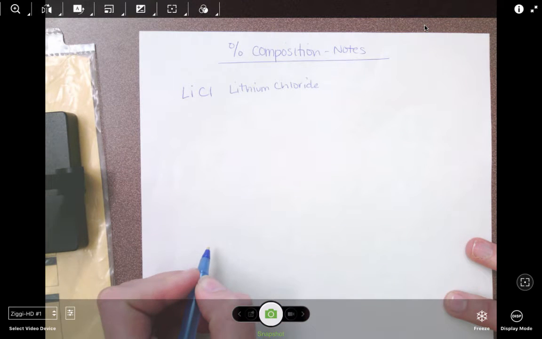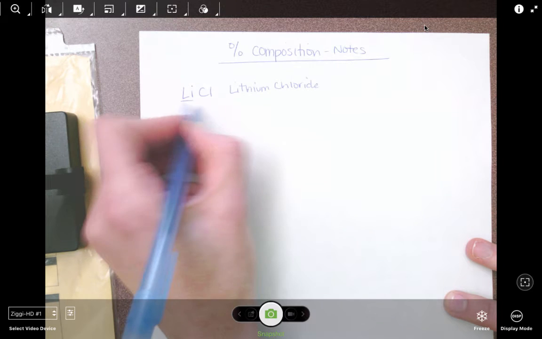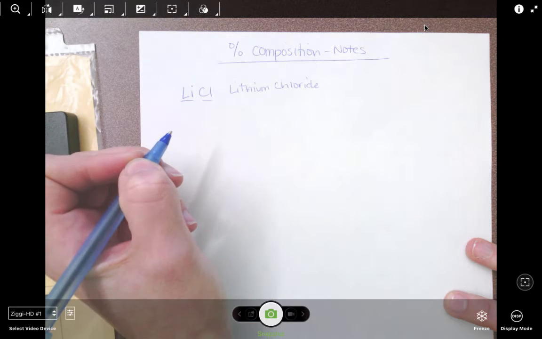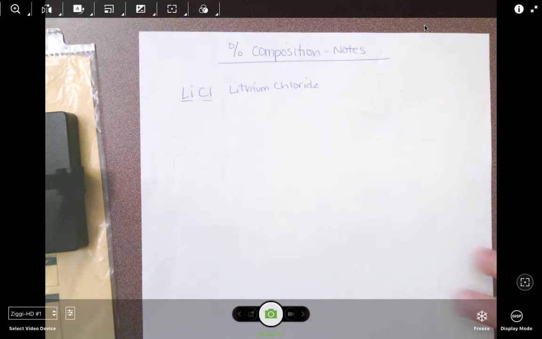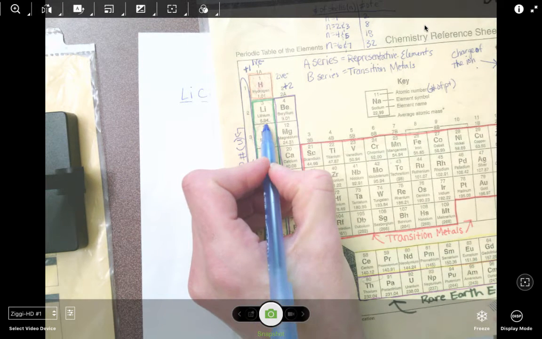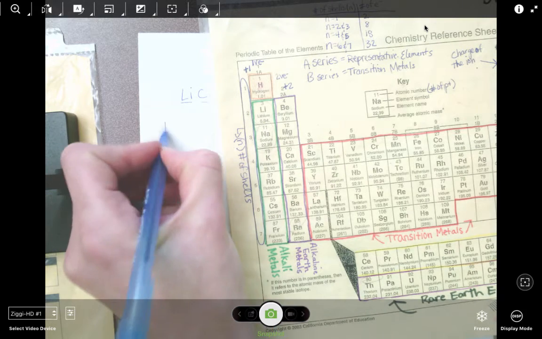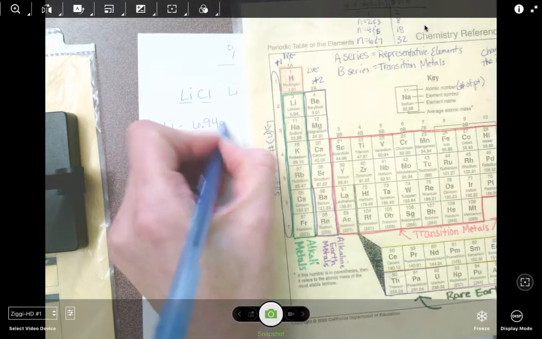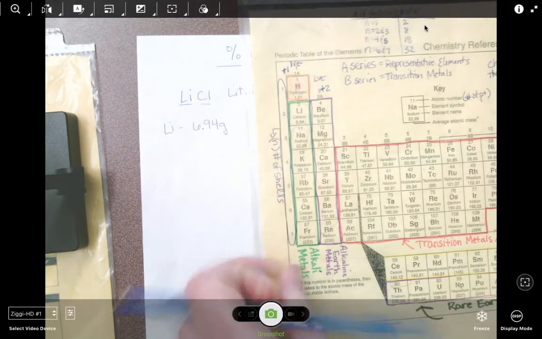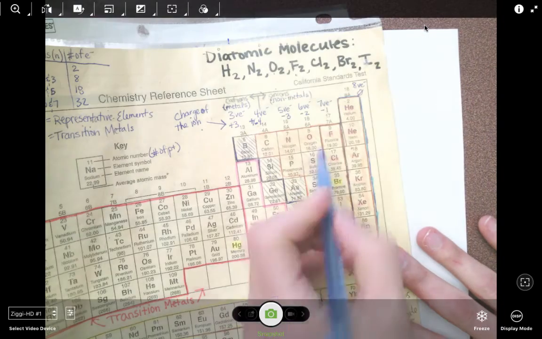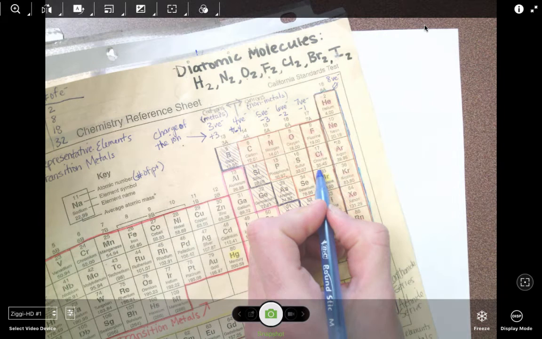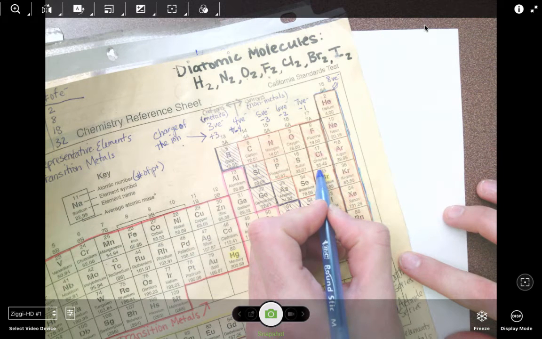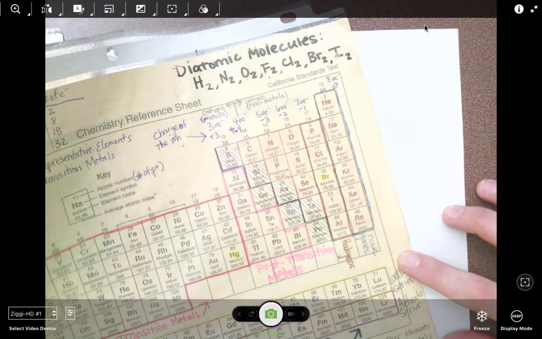So within lithium chloride, it's clear that you have one lithium and one chlorine atom. What you're going to do first is go to the periodic table and find the mass of each of those elements. So lithium has a mass of 6.94 grams, and chlorine has a mass of 35.45.